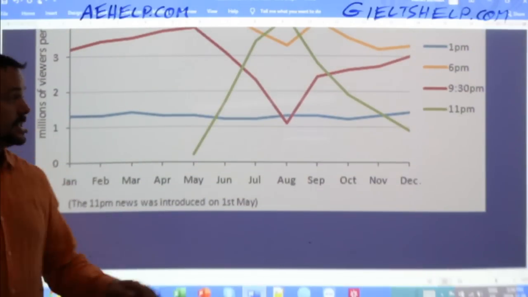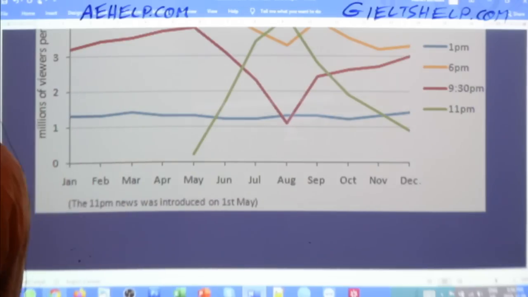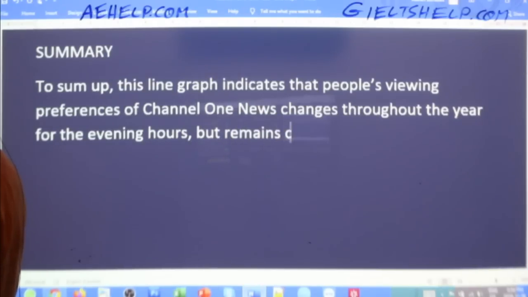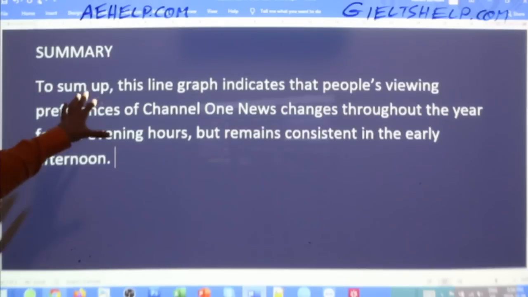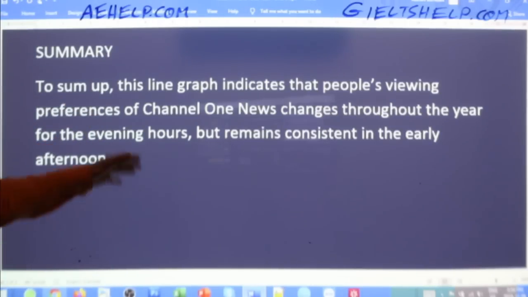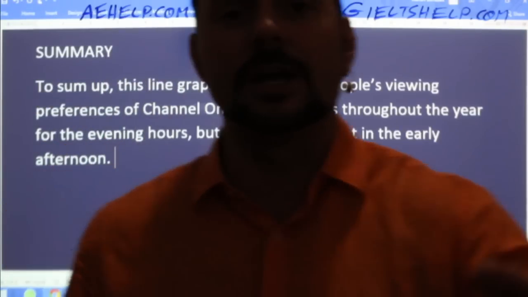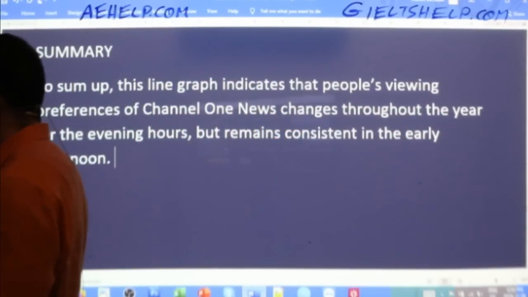we have 6, 9:30, 11. It's your evening hours, okay, for the evening hours, but remains consistent in the early afternoon. Okay, so that would be your summary. All right, that's what you can summarize after you've done all of this analysis. Now, I just kind of spat that out nice and quick. Of course, that comes with practice, but you can do that. Okay.